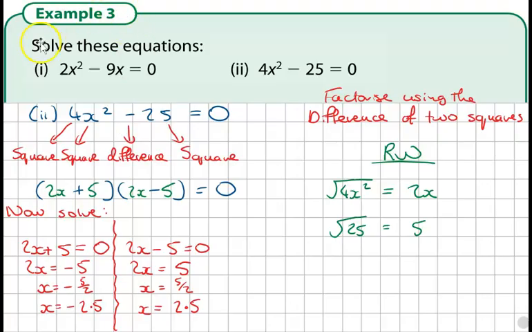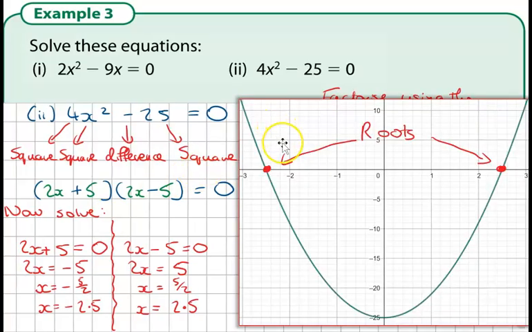So I was asked to solve the equation. Solve means find x, get x on its own. So the solutions are minus 2.5 and 2.5. And these are the roots of the equation. These are the places where the curve crosses the x-axis. So we can see at minus 2.5 there and at positive 2.5. These are the roots of the equation. We can also see that this curve is crossing the y-axis at minus 25, and that's the constant, minus 25.